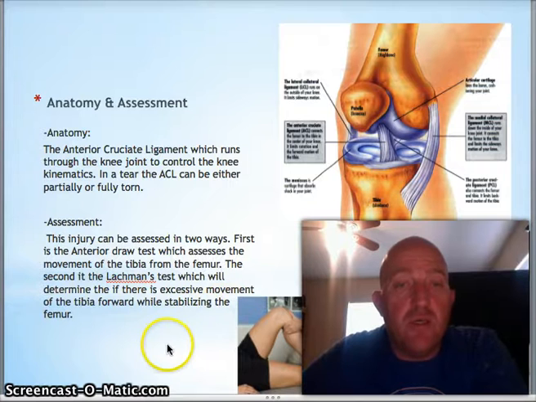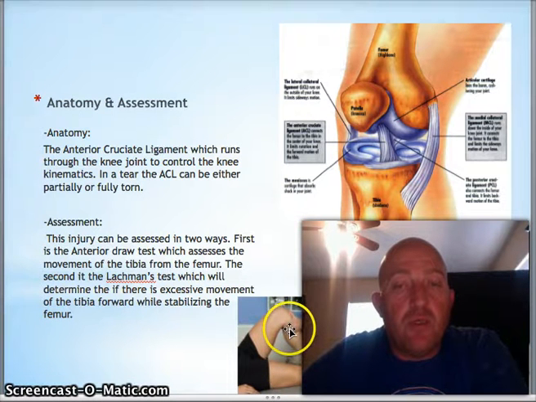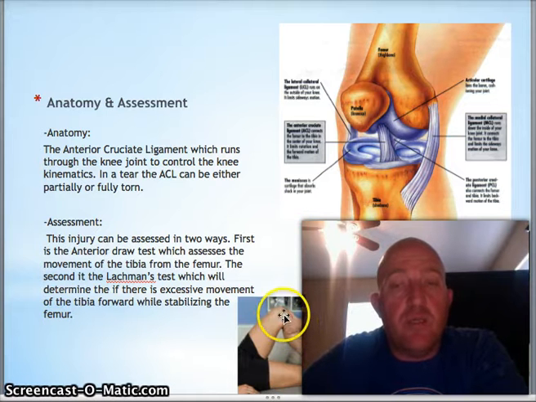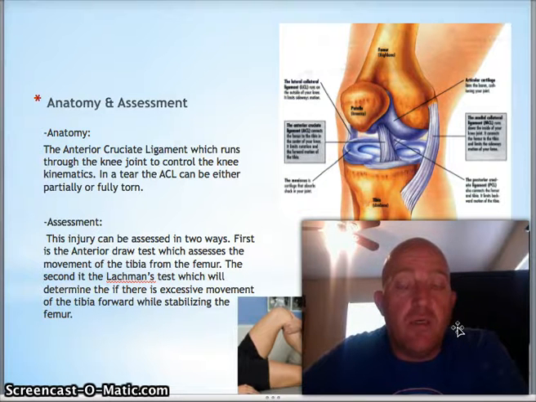Assessment for this: the anterior drawer test and the Lachman's test. They're both very similar, except for the anterior drawer test, the knee is at 90 degrees with the foot planted and we are pulling the tibia forward towards us, anteriorly, to check for movement in the knee joint. The Lachman's test is very similar, however we have to place a hand on the femur and the tibia to check for that movement, because the foot is not planted and the knee is only in a 15 to 30 degree placement for that test.